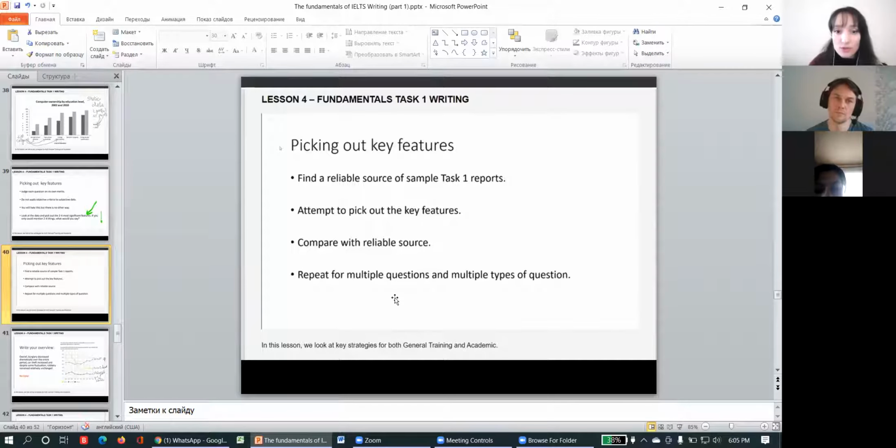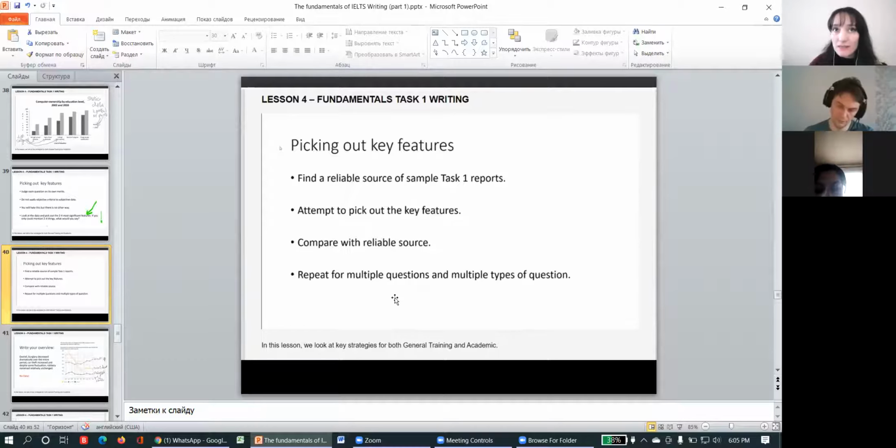Picking out key features. Find a reliable source of sample Task 1 reports. I mean, you can use the sources from those 4 websites I mentioned in the previous lesson. Attempt to pick out the key features, compare. You have to practice, this is all about it. Compare with a reliable source.